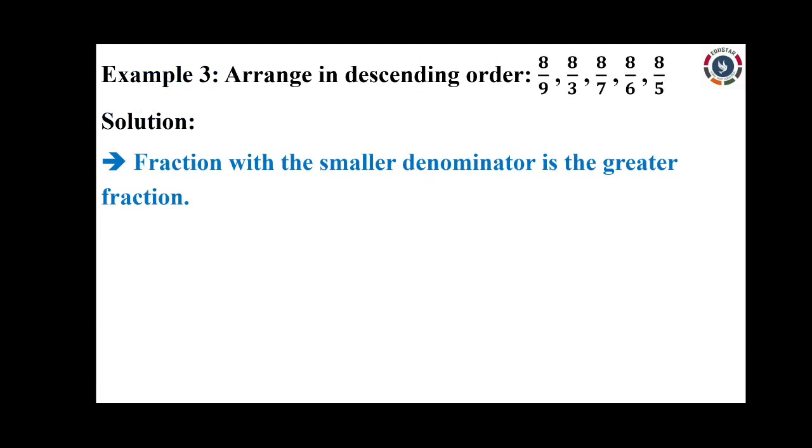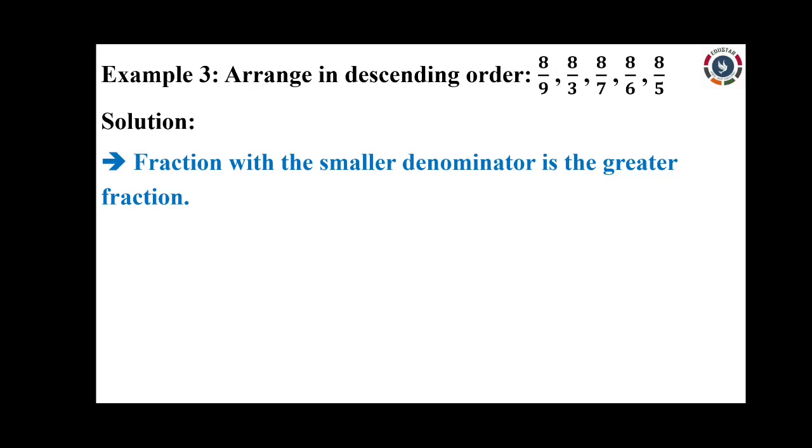Example 3. Arrange in descending order 8 by 9, 8 by 3, 8 by 7, 8 by 6 and 8 by 5. Solution. The given fractions are what types of fractions? Yes, the given fractions are unlike fractions because the denominators are different but numerators are same. So we have to compare the denominators. When comparing the denominators, the fraction with the smaller denominator is the greater fraction.